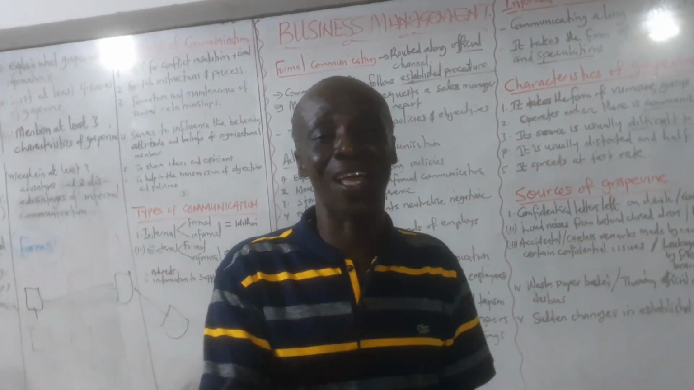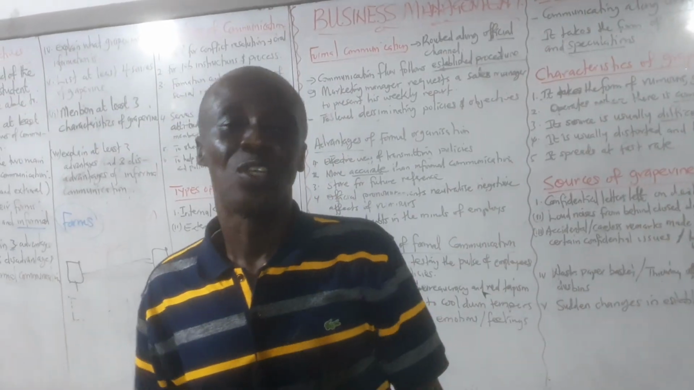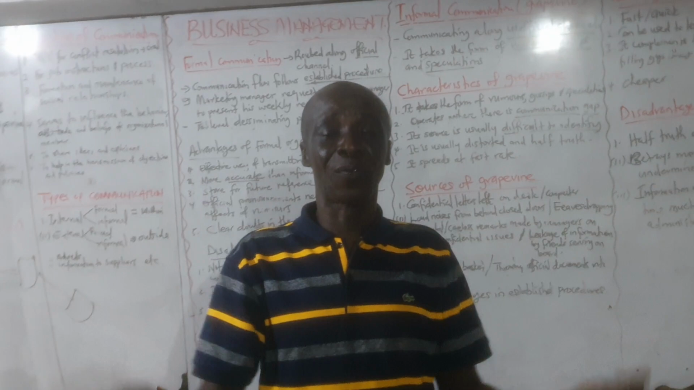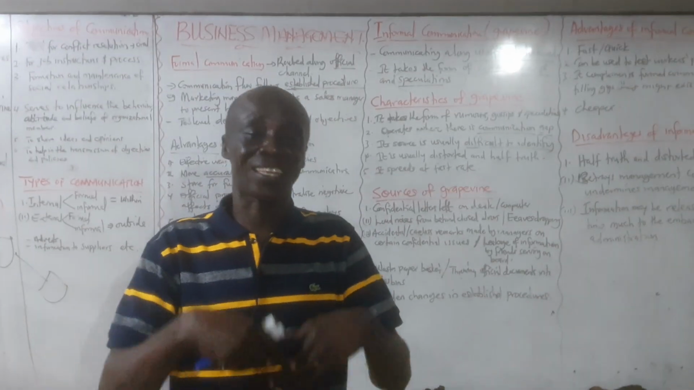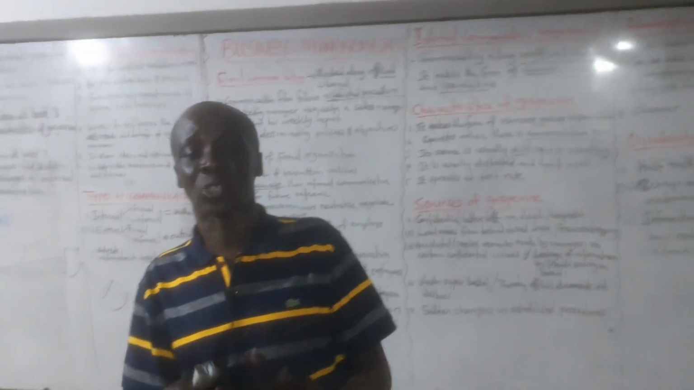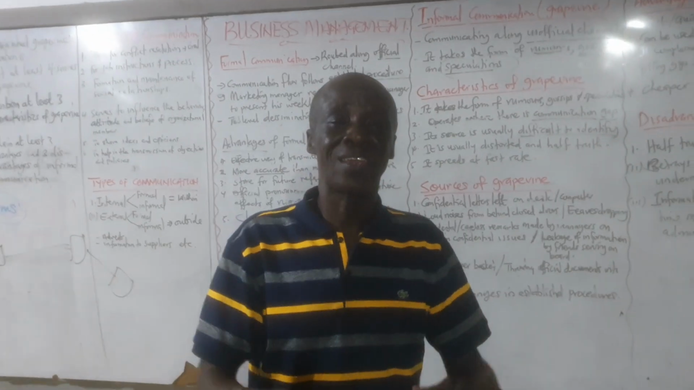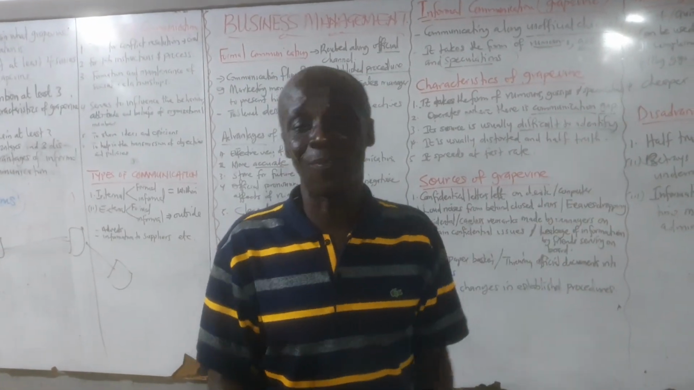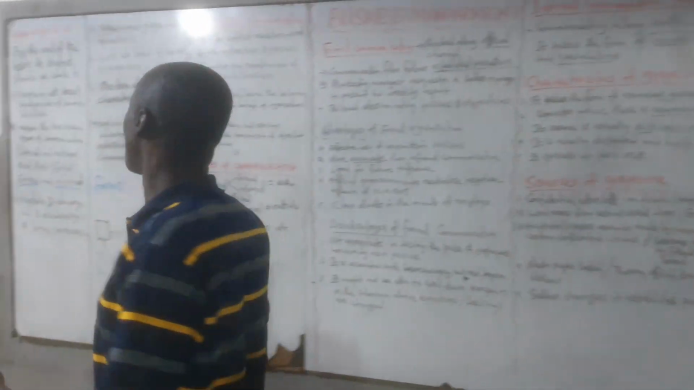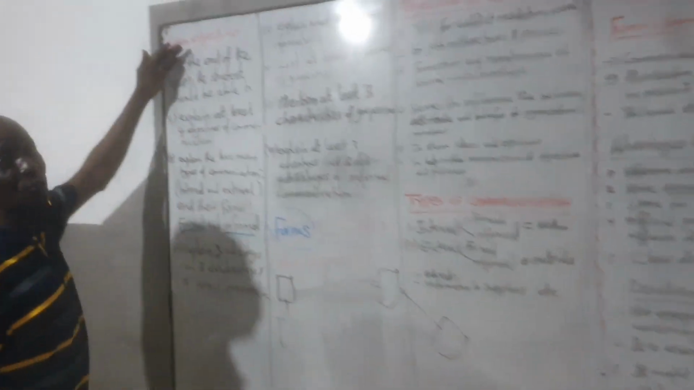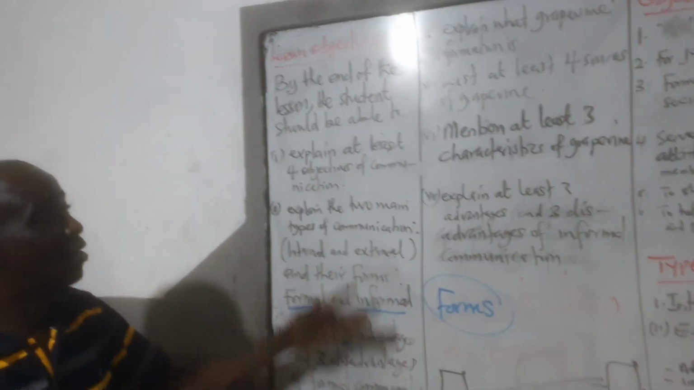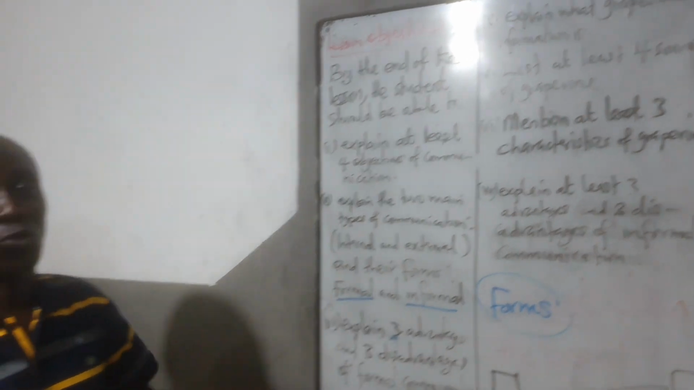We said the informal is also called grapevine. So we looked at the meaning of grapevine, the characteristics of grapevine, and the sources of grapevine. And then we have talked about the advantages. So let's see whether you'll be able to know what you are supposed to know.